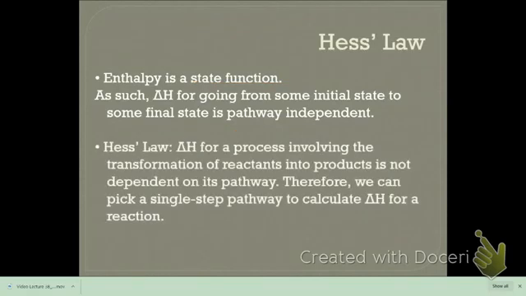So Hess's law says then for the enthalpy, or delta H, the change in enthalpy for a process involving the transformation of reactants into products is not dependent on its pathway. Once again, it is not dependent on its pathway. So you can do it in a single step, or you can do a bunch of mini steps in which to get that final reaction.